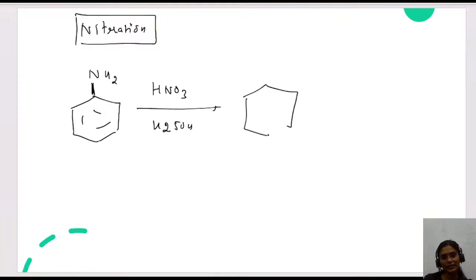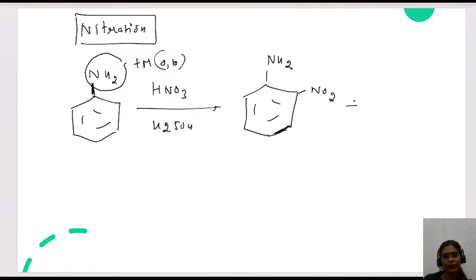So technically, what is it? Ma'am, it's a plus M group, right? It's an ortho and para-directing group. So this is the NH2 group and with respect to this, the NO2 group is connected here. Next, this is NH2 and this is NO2. It's obvious. So what is it? It's an ortho and it's a para.